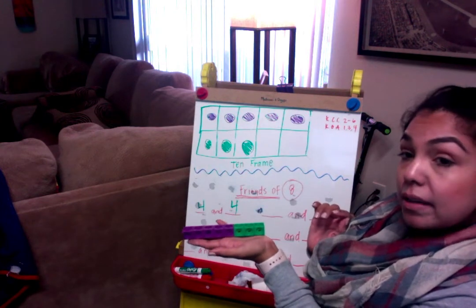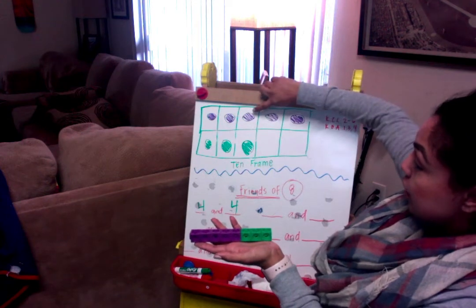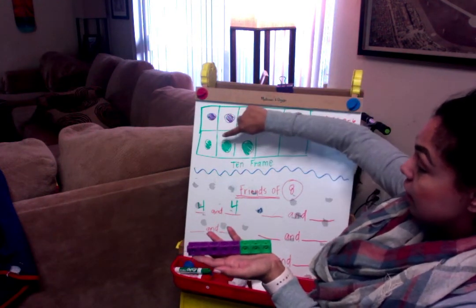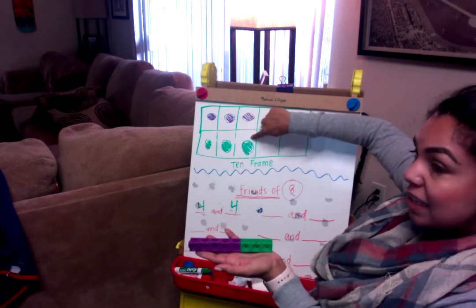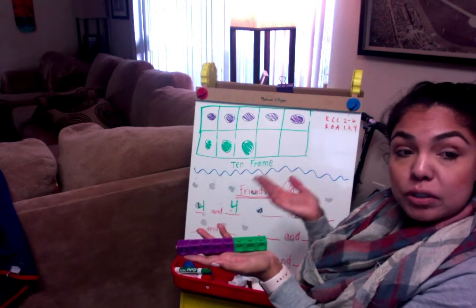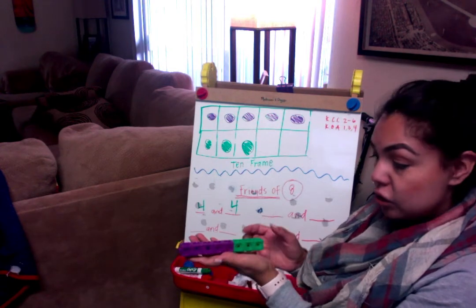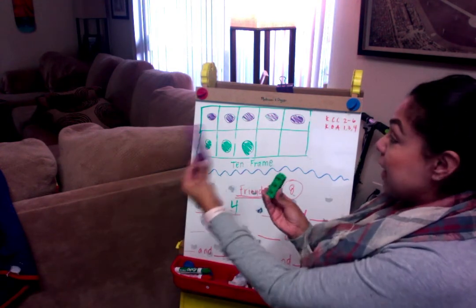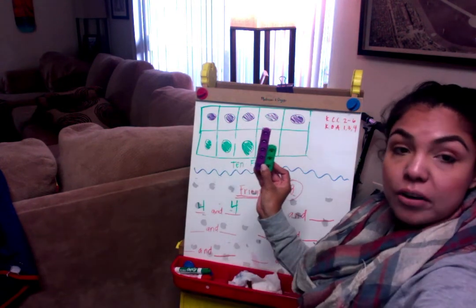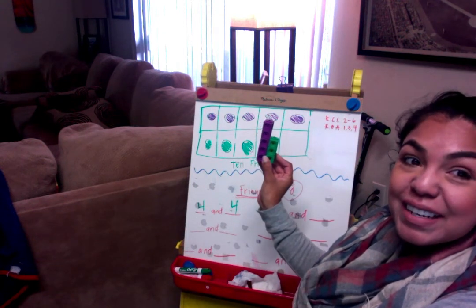Now let's count my 10 frame on my board. Ready? 1, 2, 3, 4, 5, 6, 7, 8. Do we successfully have objects that set up to make number 8? We sure do, boys and girls. Good job. So we know that 5 purple and 3 green got together and made what number? Correct. It made the number 8.